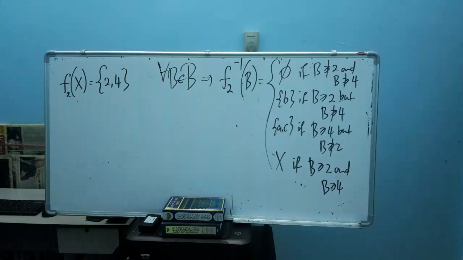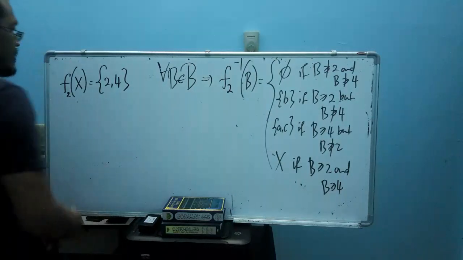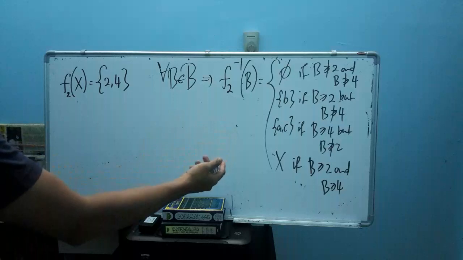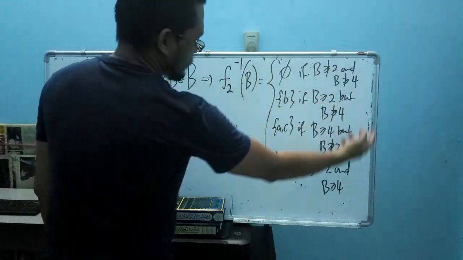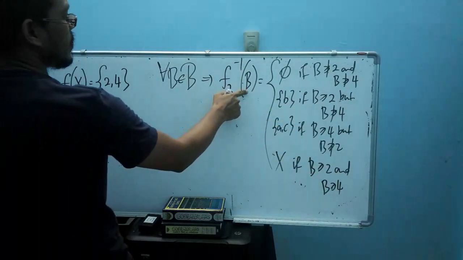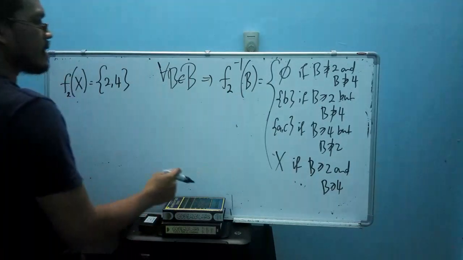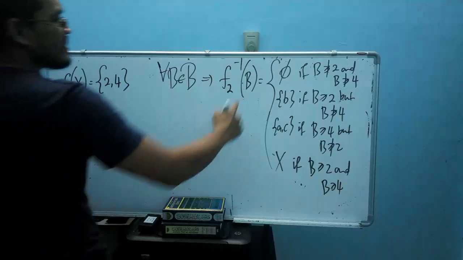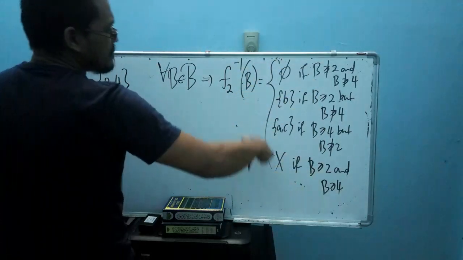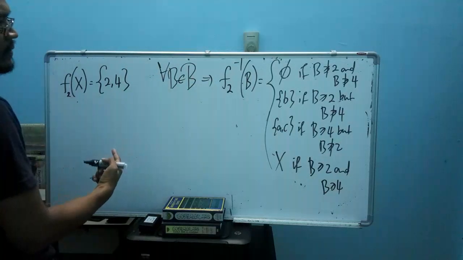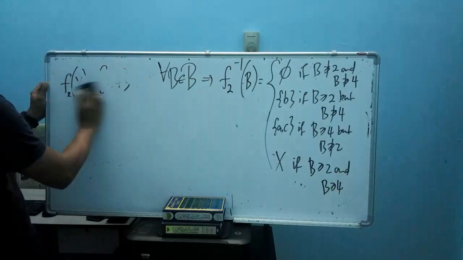Okay, so now let's check. First, we have the pre-images for all Borel sets. But now we need to check the second part. Are all these pre-images inside the algebra? Yes or no? Okay, let's consider F1 here.